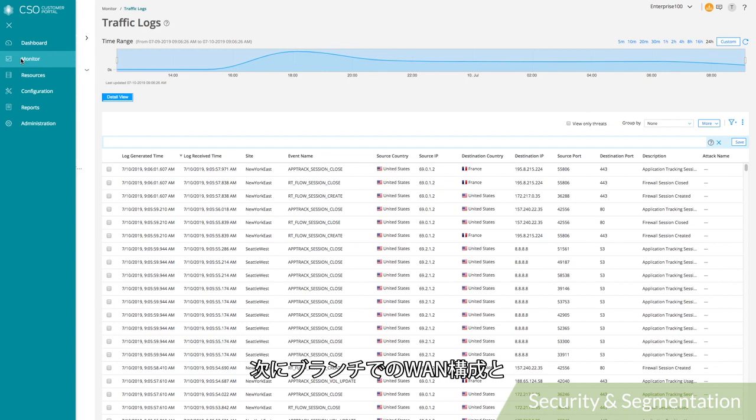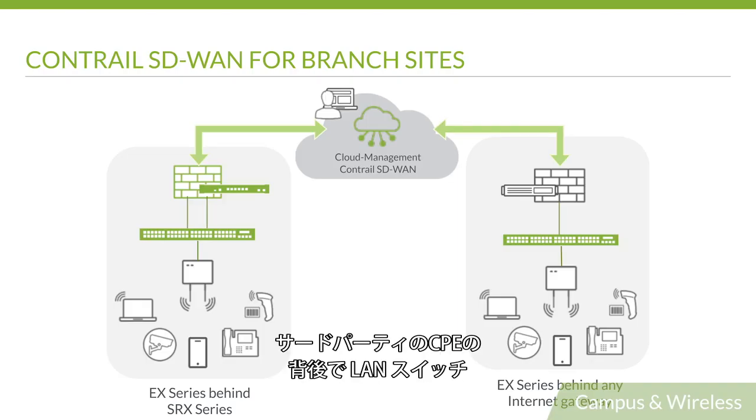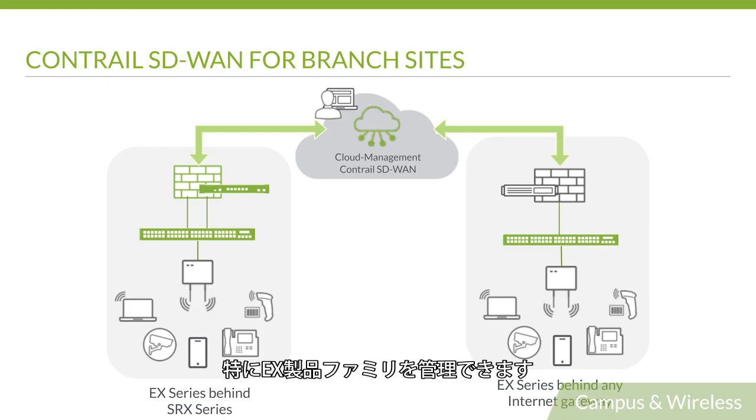Why don't we now maybe go take a look at what we can do for that LAN configuration and Wi-Fi integration in the branch? We have the ability to manage our LAN switches, particularly the EX product family, behind any third-party CPE. So it doesn't need to be necessarily Juniper. If you have an EX deployment within your enterprise, we can help you manage and gain additional visibility and control over that LAN infrastructure.